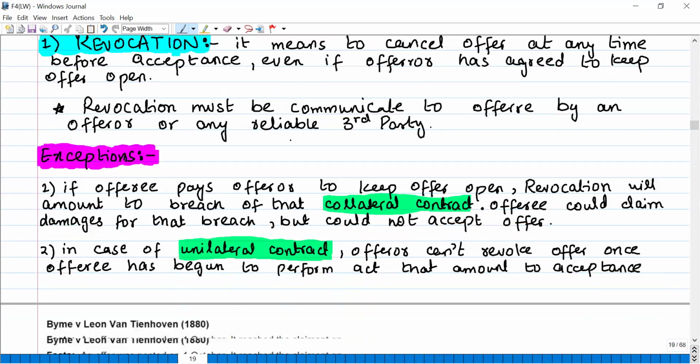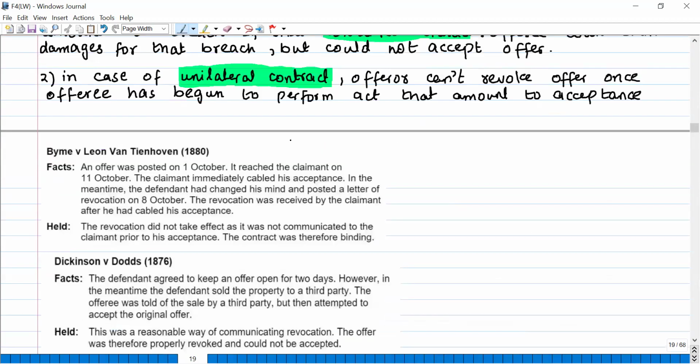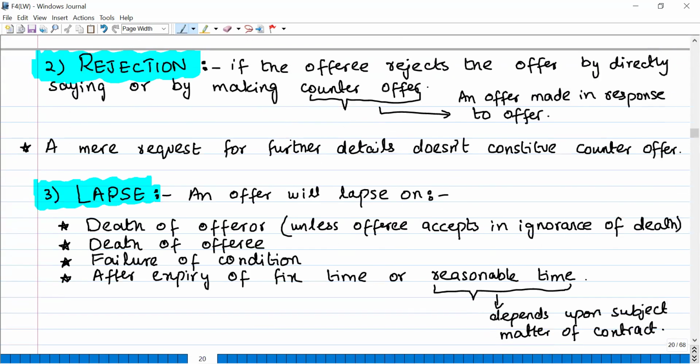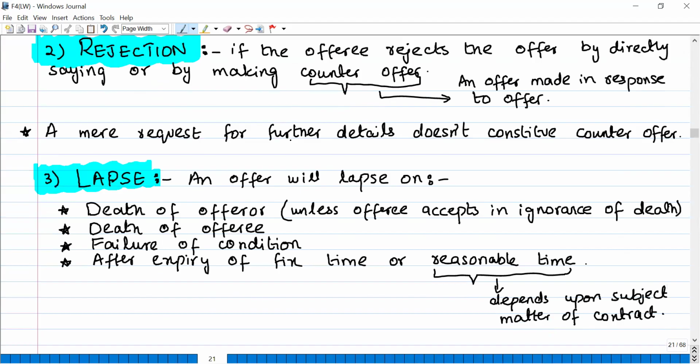And in case of a unilateral contract, if the other party, the offeree, has started doing the acceptance with his performance, then that will amount to an acceptance and that will form a legally binding contract. You could not cancel the offer at that time. The second way of canceling an offer is rejection. Simple. Just reject the offer. If I offer to sell you my phone, you reject it. You directly say that you don't want my phone. Or by making a counter offer.